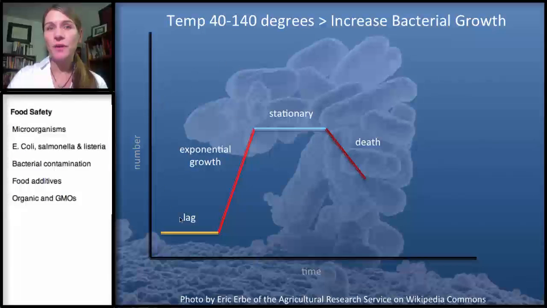What about the 40 to 140 range? Now, over 140, that's when you're cooking at high temperatures. And I mean scalding hot, not anything you could put your hand in and tolerate. That will kill the bacteria. But in between this range, that's where we see the exponential growth.